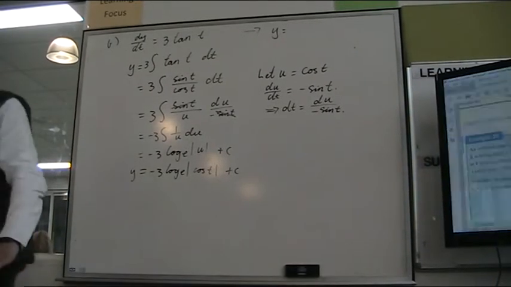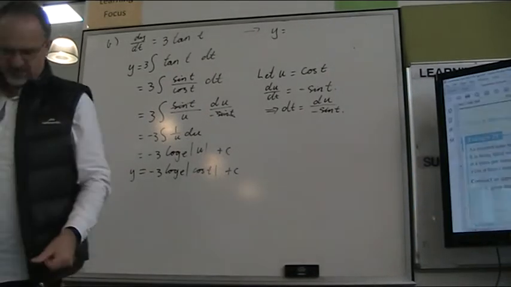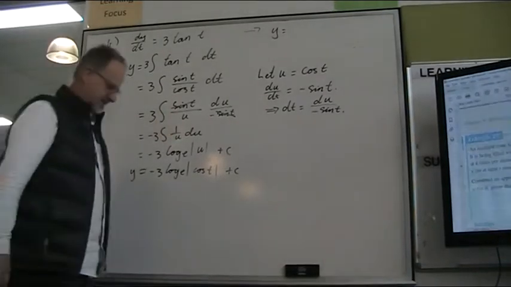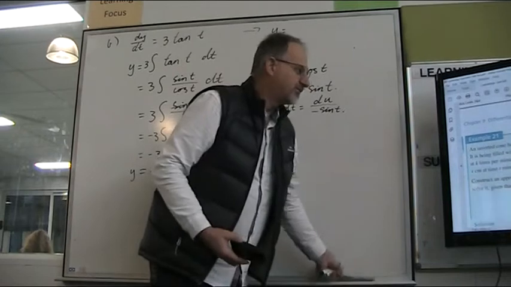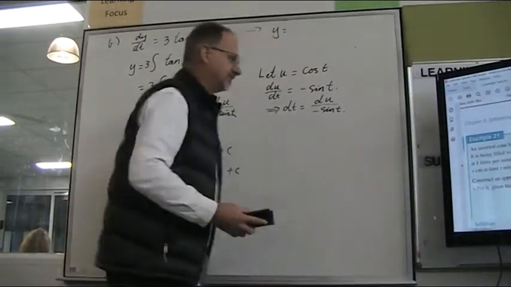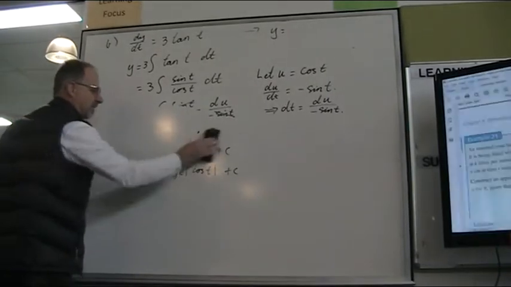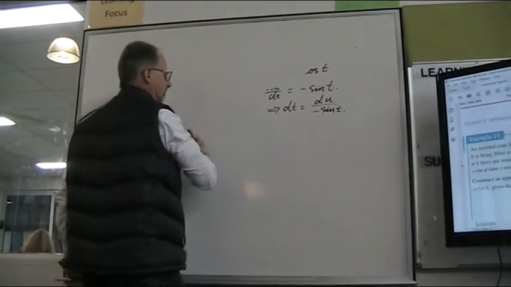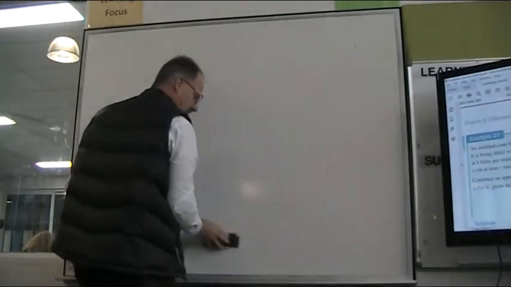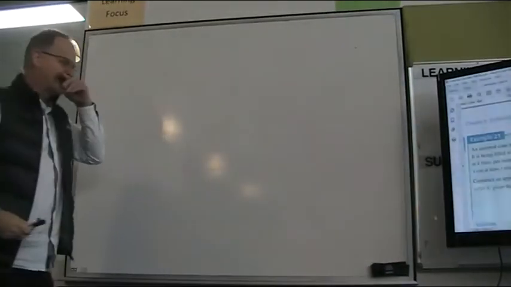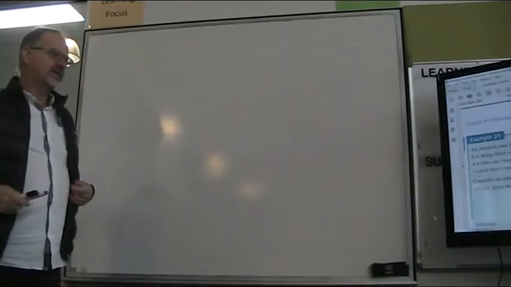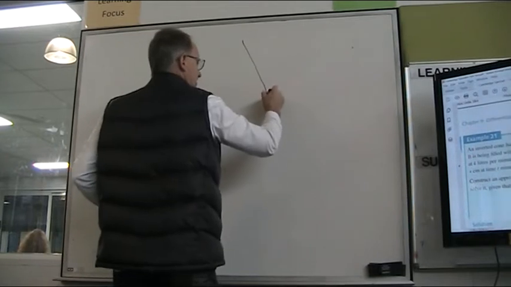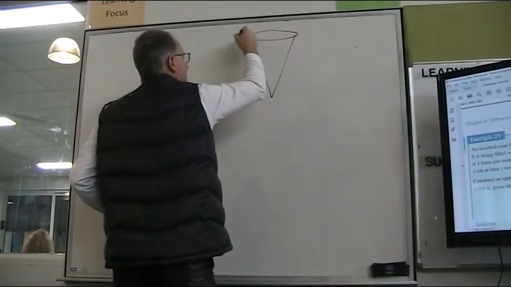Alright, next example. This next example's in the textbook on page 400. This is it here, number 21. This one's a bit more involved, and we've got a few things. We've got an inverted cone, height h centimetres, radius length r. So it looks like this.